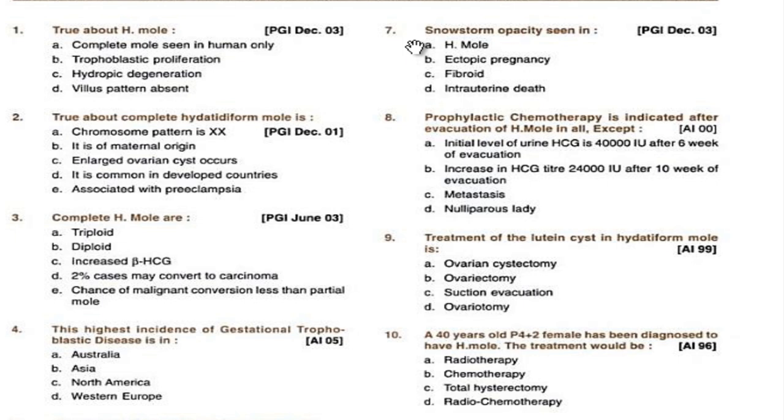Okay, now going to the first question, PGI Chandigarh. You have multiple options in PGI Chandigarh. So let's see the first question. Complete mole is seen in humans only. Obviously, no one knows this, but wherever you see a placenta, I think you're supposed to see a tumor there. That is in placental site trophoblastic tumor. We'll come to that, but leave this option, controversial option. Trophoblastic proliferation, yes, that is the main pathology of H mole.